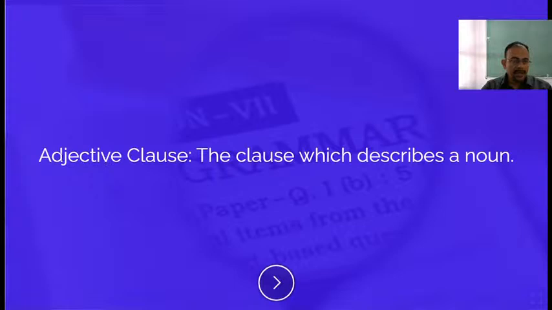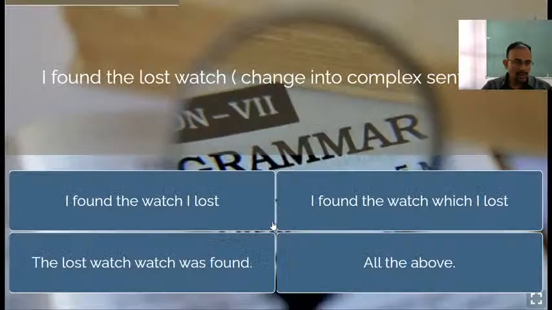Okay, it is an adjective clause, the clause which describes a noun. That was the example of an adjective clause. Now let's move on to the next one.